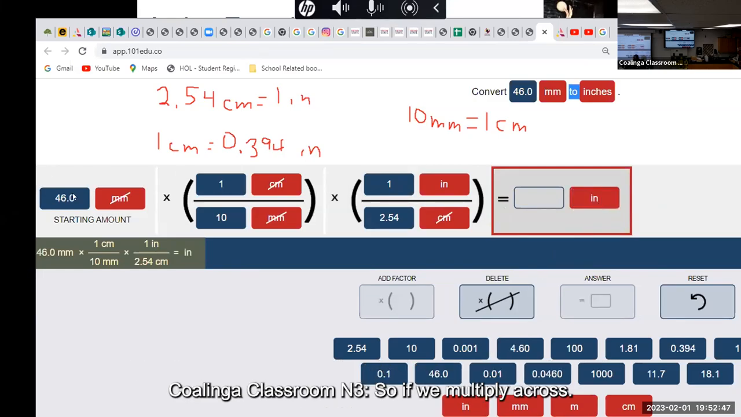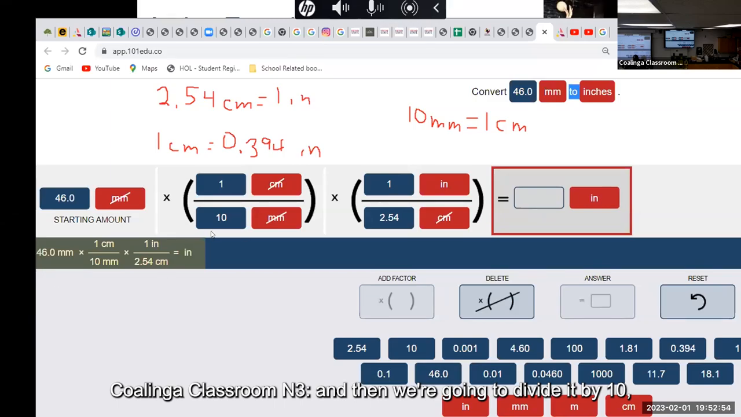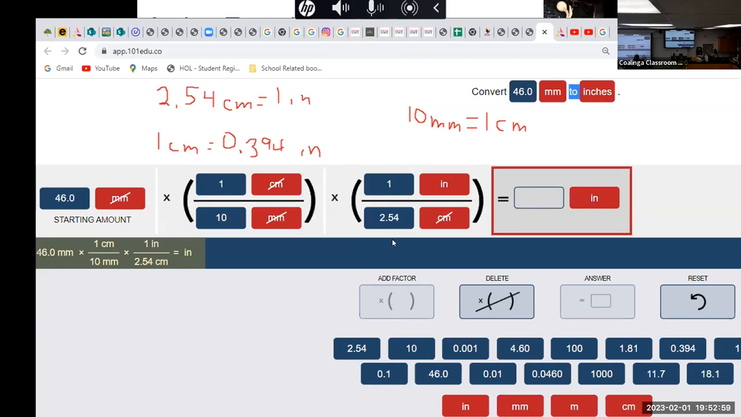So if we multiply across, we have 46 times 1, which is just 46. And then we're going to divide it by 10, and then we're going to divide it by 2.54. What did you guys get?